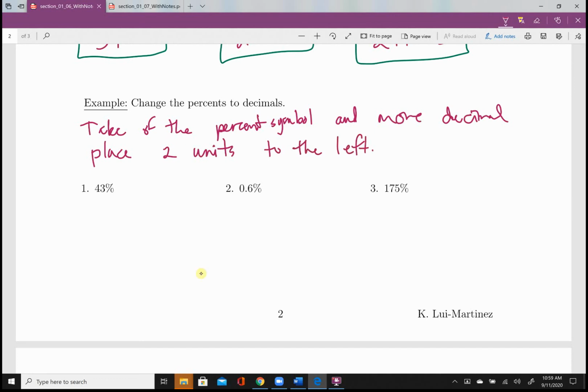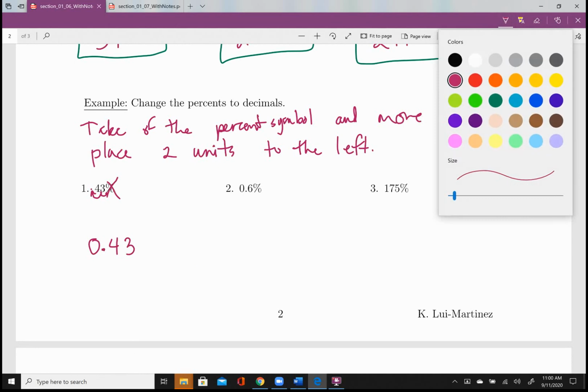Okay, just basically undoing what we did before. Take it off, and here's the decimal place currently. It's just kind of after the 3 in the 43, and we'll move it 2 spots to the left, so that's its new position, turning this number into 0.43. It was originally 43%, but as a decimal, it's 0.43.